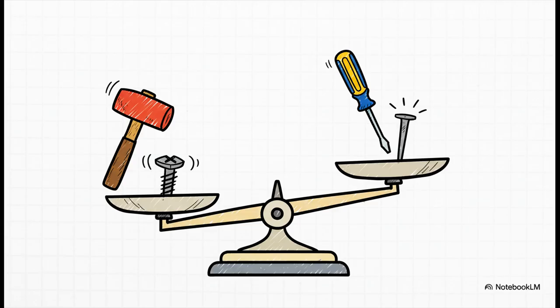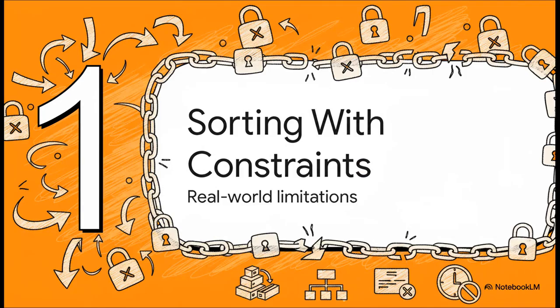You know, choosing a sorting algorithm is a lot like picking a tool from a toolbox. You wouldn't use a sledgehammer to hang a picture frame, right? Every single algorithm has its own special set of strengths and weaknesses, its own specific trade-offs. And to really get a handle on these trade-offs, we first have to look at the kinds of problems we're actually trying to solve in the real world. Because these problems, they come with their own rules of the game, their own limitations, what we call constraints.